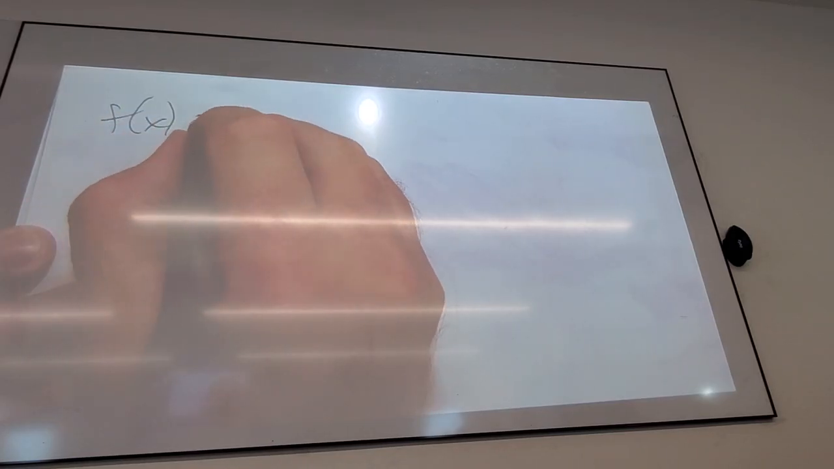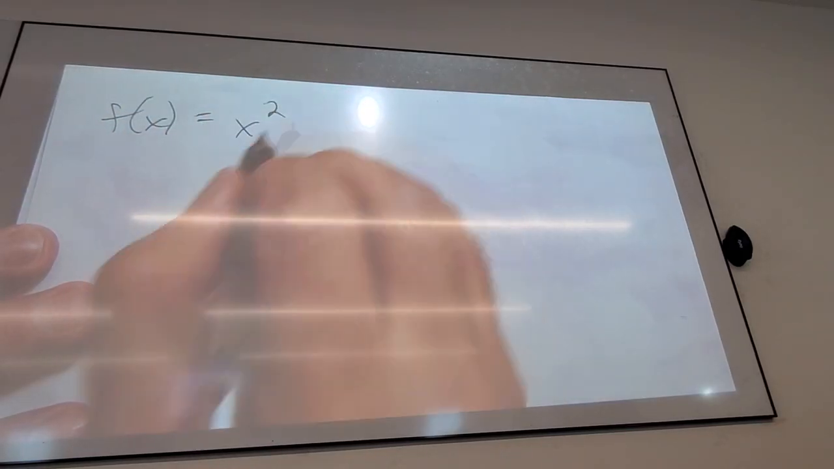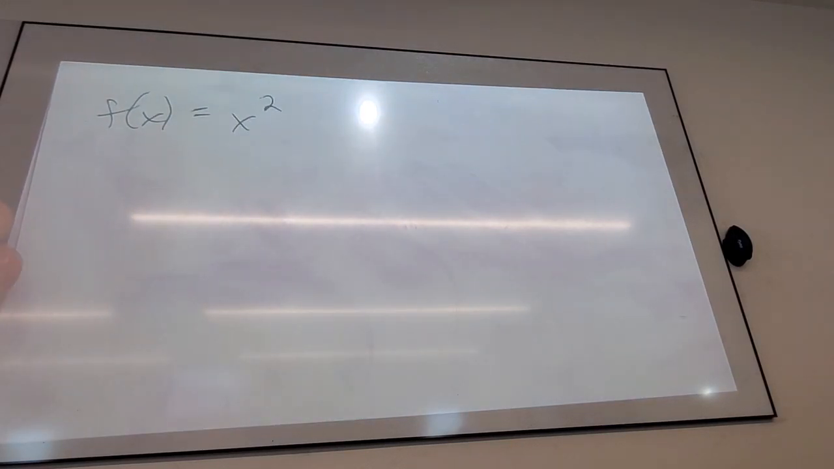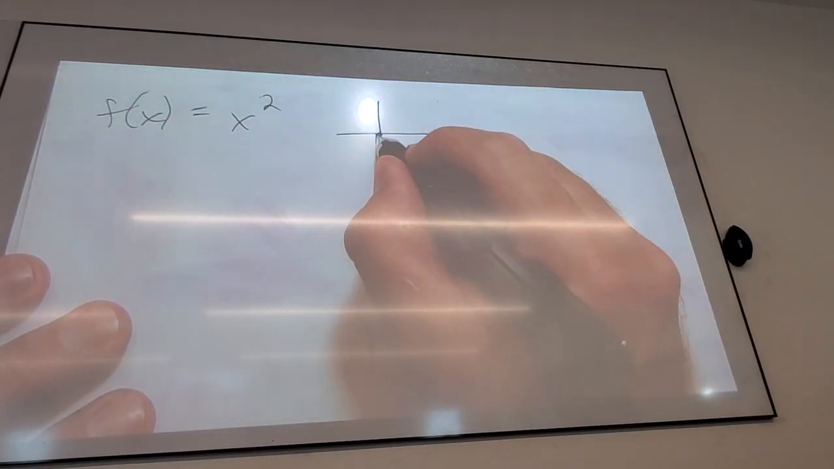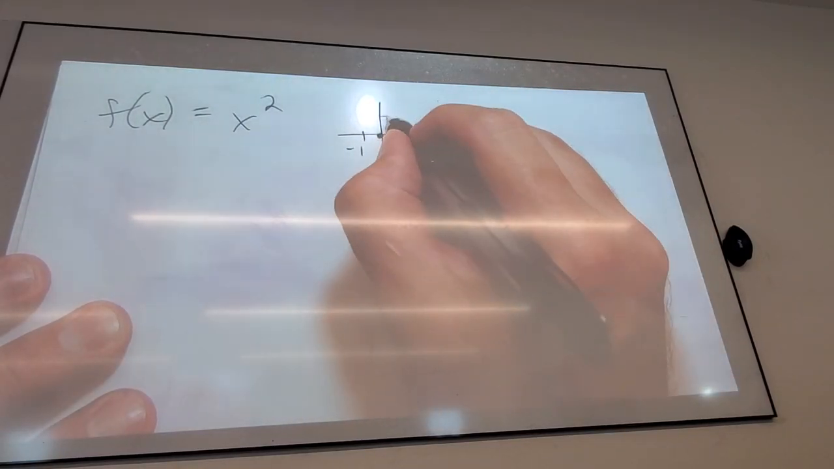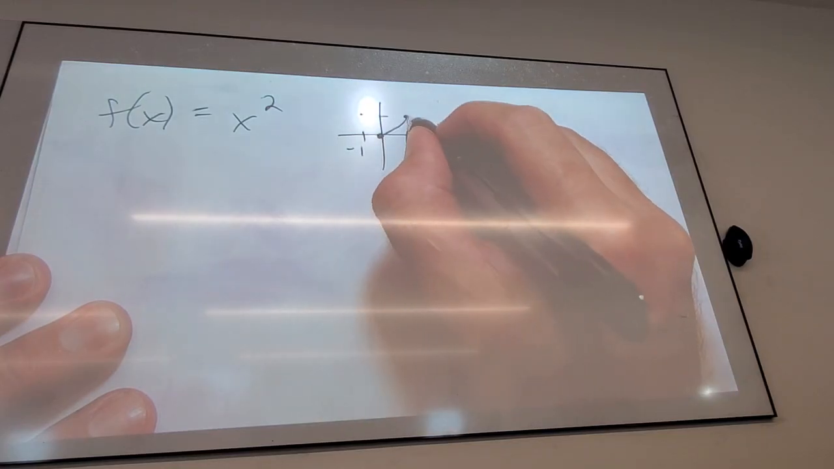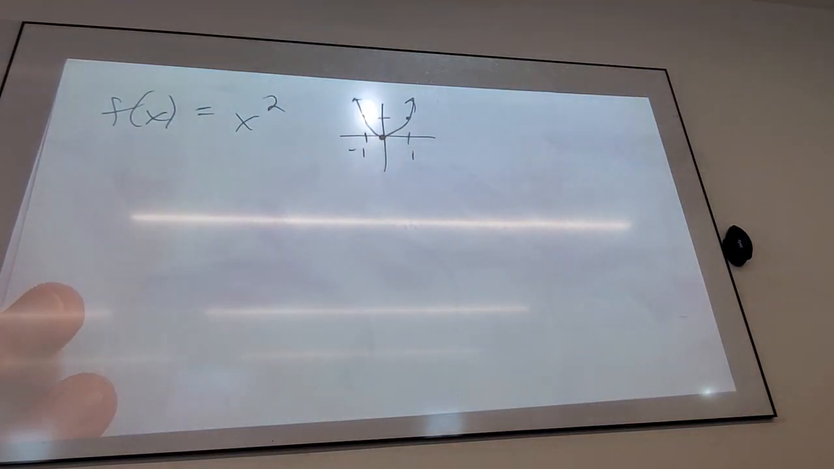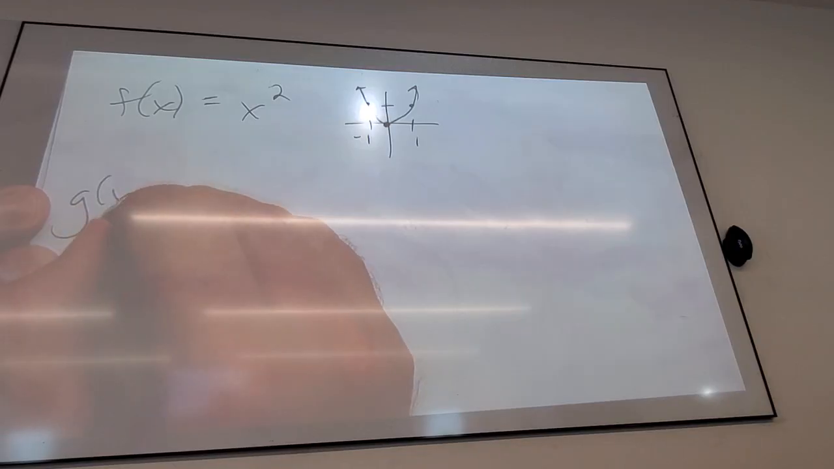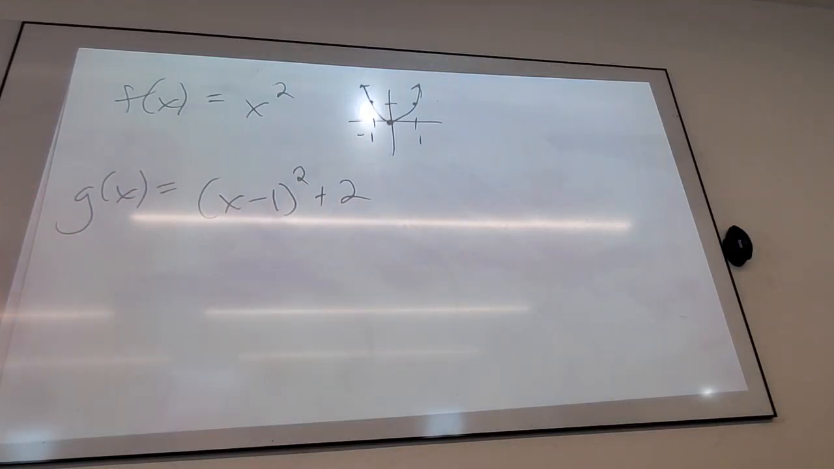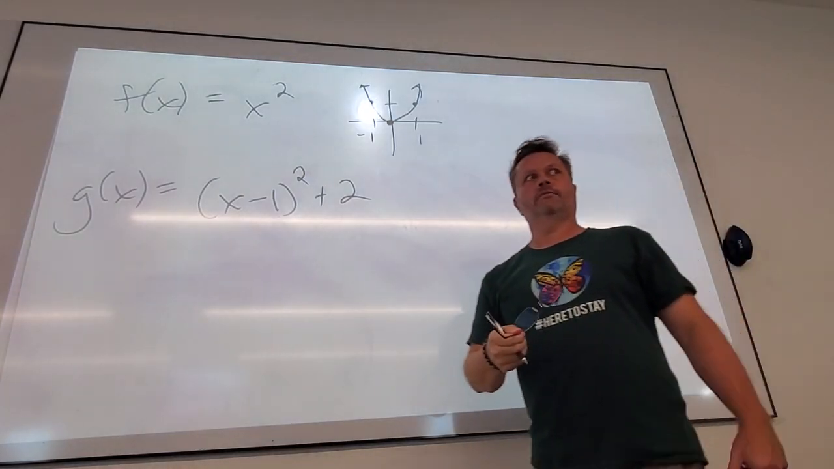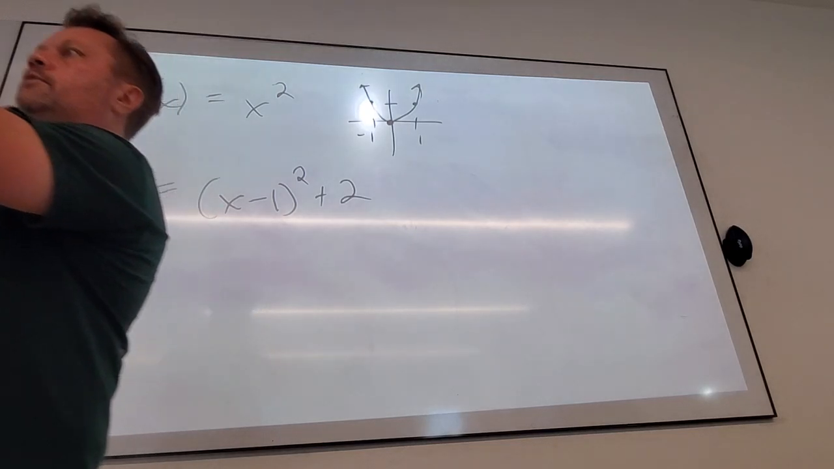So, if I have that function, that's the basic problem, right? Where's the vertex? 0, 0. And then if I wanted to, I could do -1 and 1 to give myself more points, and then bam, bam. Okay. Now, what would happen if I did that? Look at it as transformations. Right 1, up 2. Yes.